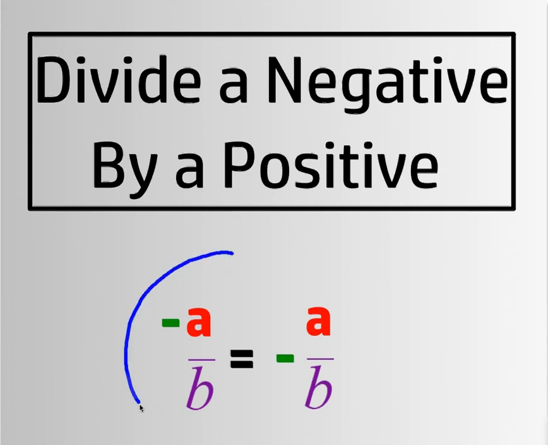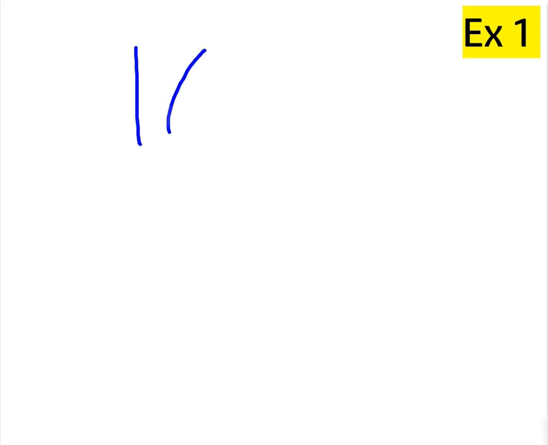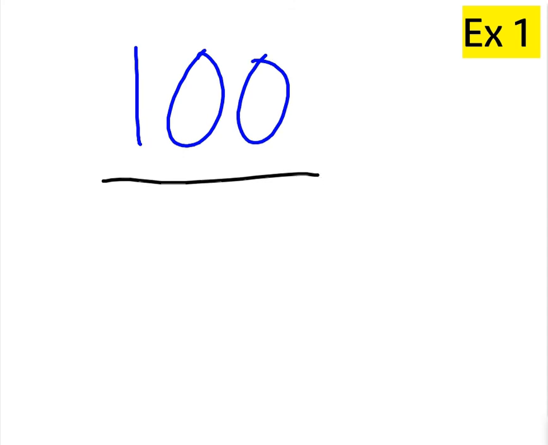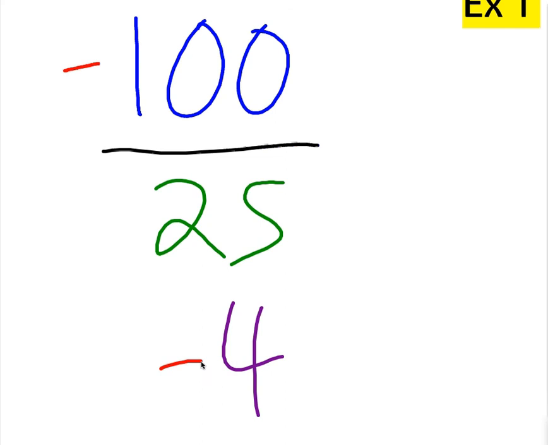All right, so this is dividing a negative by a positive, and the rule is simple. If you have negative a over b, so say negative 10 over 5, you can actually just figure out what 10 over 5 is and then make it negative. So make sure you write this down. Example 1, let's say we have negative 100 divided by positive 25, because that's the lesson. Okay, so again, all you have to do is do 100 over 25, which is what? Would be 4. And then what do you do with the 4? Just pull that negative down.